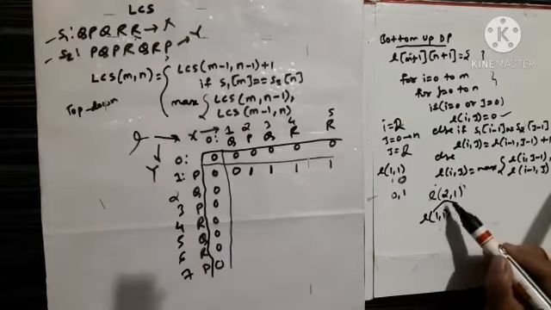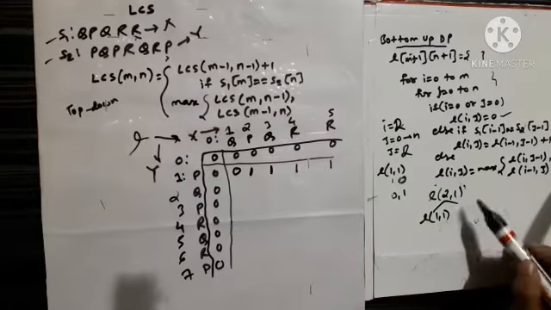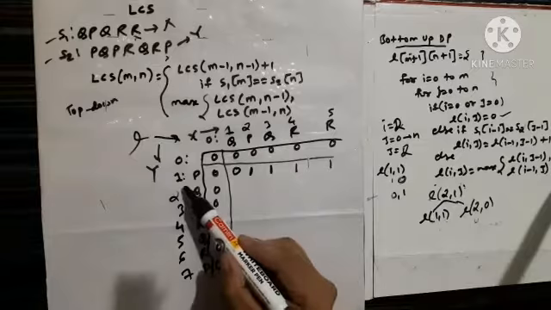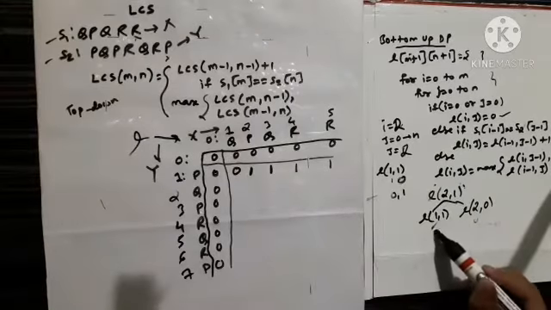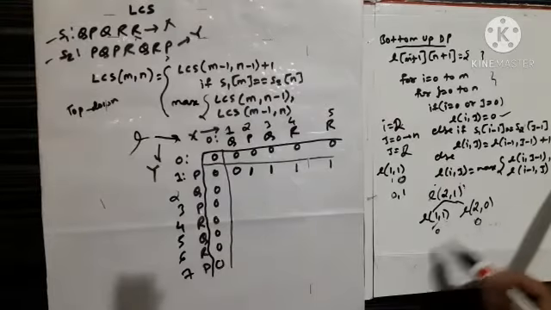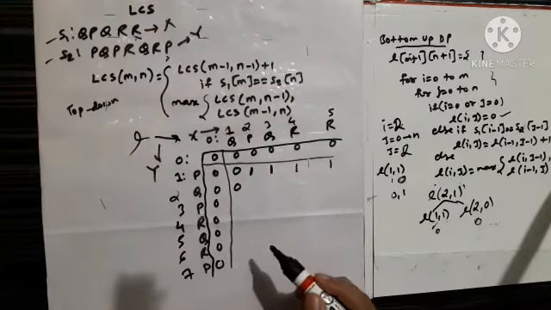What I have done is leave the last character of the first string and include all the characters of the second string. Or what I can do is this: 1 comma 1 is 0, it is returning 0, and 2 comma 0 is returning 0. So the maximum of these two is again 0, isn't it? Are you getting my point?